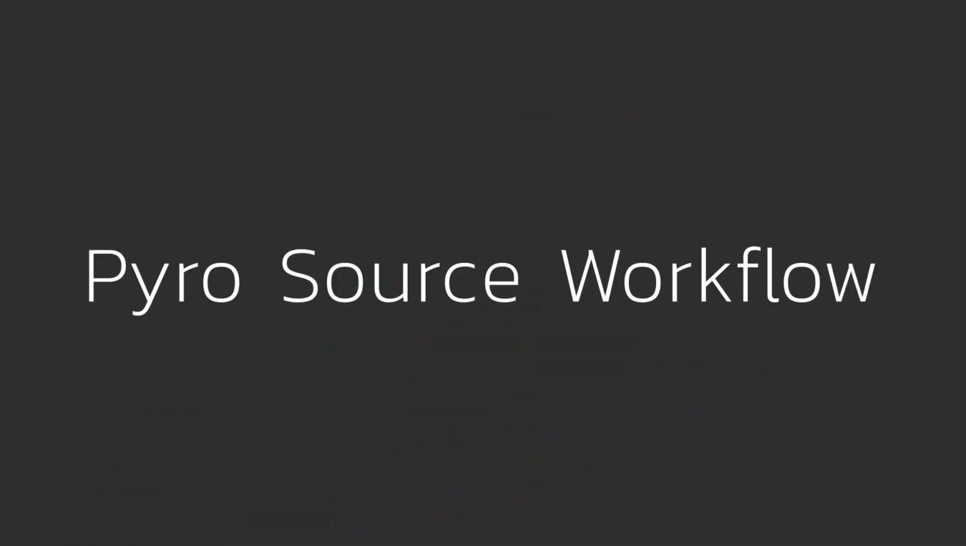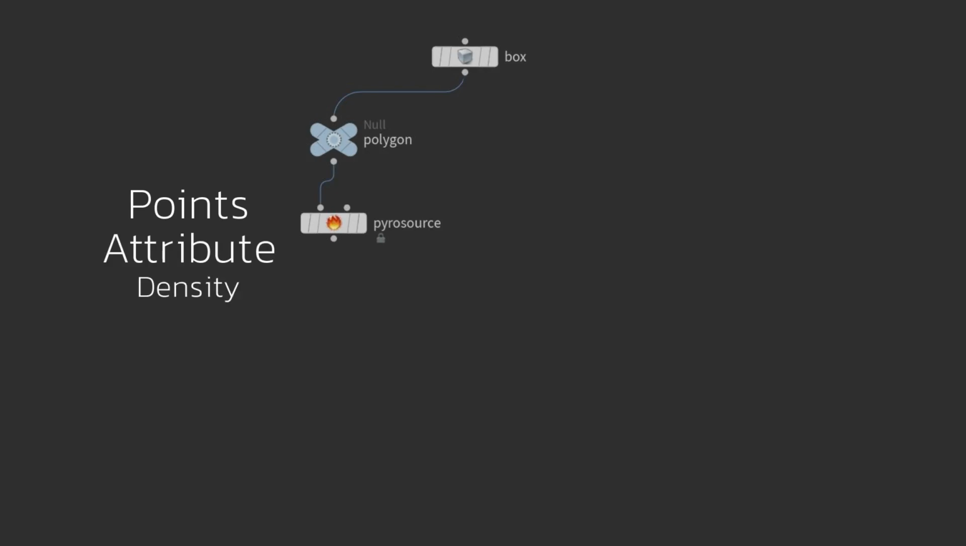Let's understand the Pyro Source workflow. Let's take a box, and it's a polygon. So here we have the Pyro Source node. What will it do? It will scatter some points and create density attributes. It can be anything: temperature, fuel, burn.